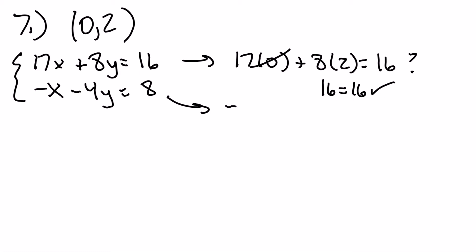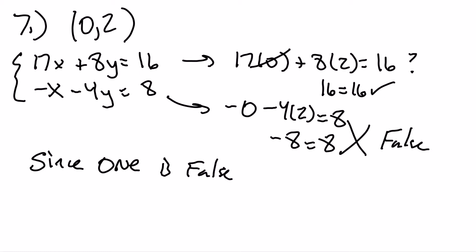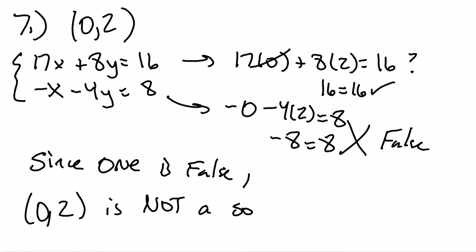The opposite of 0 minus 4 times 2. Does that equal 8? I get negative 8 equals 8, and that is false. Now remember, even though the first one's true, it does not matter, since at least one is false. 0, 2 is not a solution.